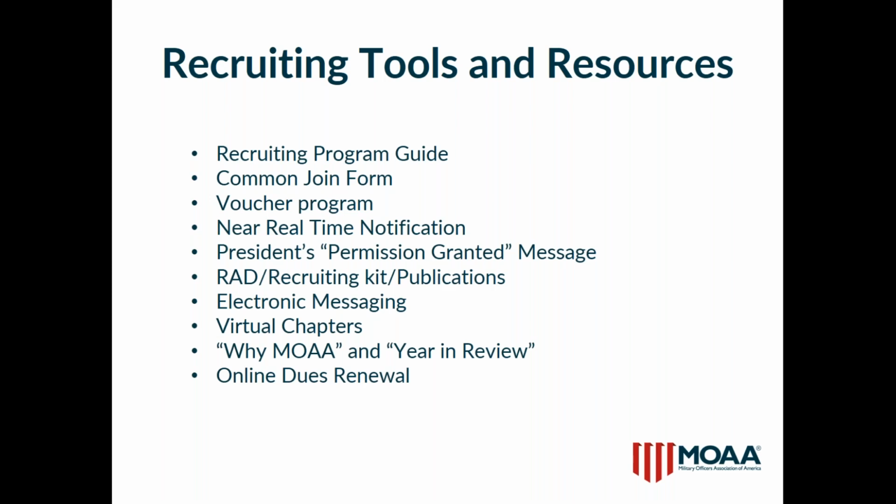One of the newest innovations we have here is the Common Join form. That is also located on our web page. You can go to that link. It is intended to be customized by your chapter. So it basically says enrollment form for MOAA national membership, and then you fill in the blank with the name of your chapter. You put your chapter logo on there, you put your chapter mission on there, you put your chapter enrollment dues information on there, so that when you are recruiting, you print those out.